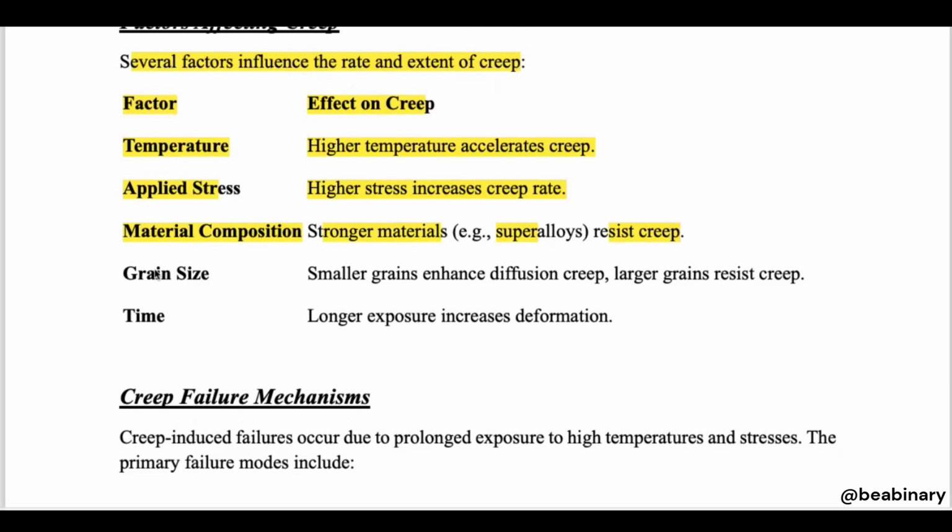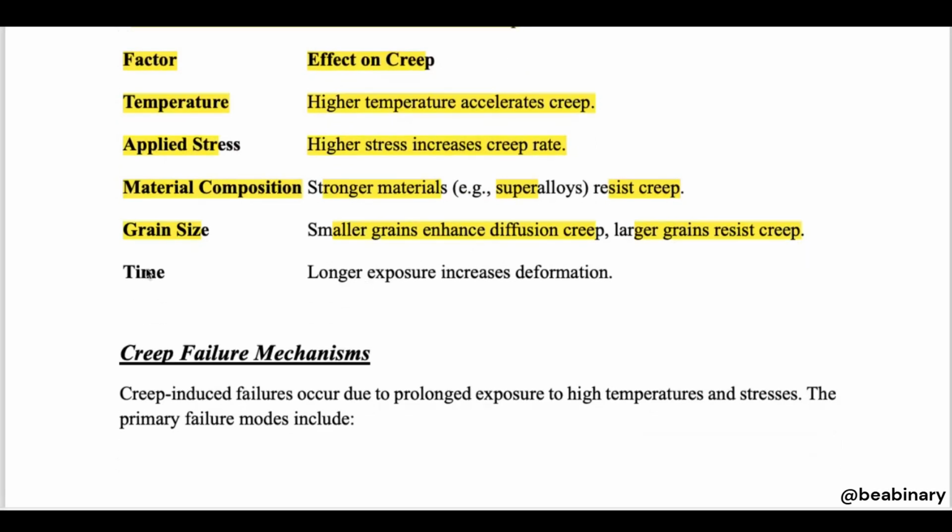Grain size: the smaller the grain size, the more it enhances diffusion creep, and the larger the grain size, the more it resists creep. If the grain size is large, it will resist the creep. But if the grain is small, the fine grain, it will not resist the creep. If the grain size is small, it enhances diffusion creep, and if large, it resists creep. If we talk about time, the longer the exposure, the more the deformation increases.